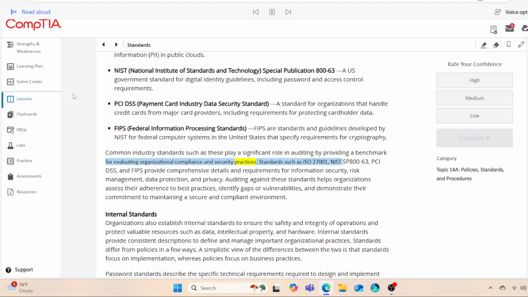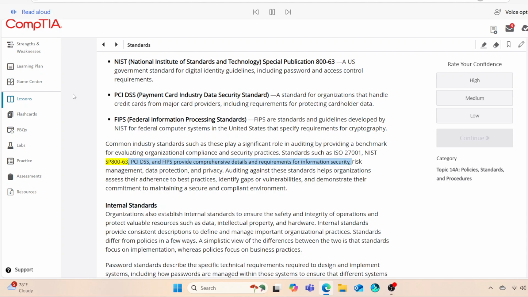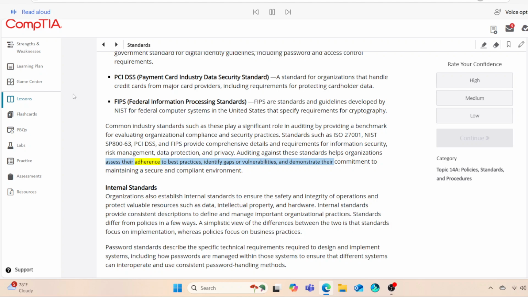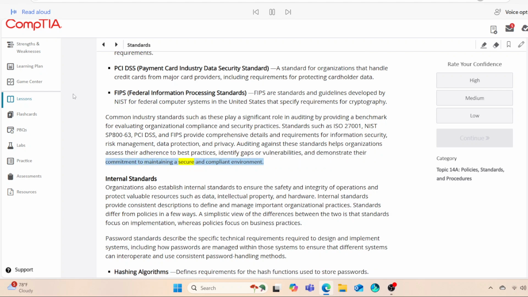compliance and security practices. Standards such as ISO 27001, NIST SP 800-63, PCI DSS, and FIPS provide comprehensive details and requirements for information security, risk management, data protection, and privacy. Auditing against these standards helps organizations assess their adherence to best practices, identify gaps or vulnerabilities, and demonstrate their commitment to maintaining a secure and compliant environment.